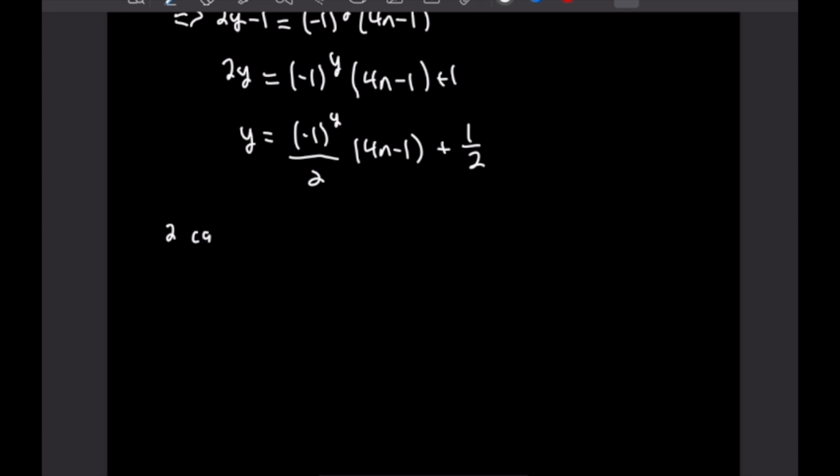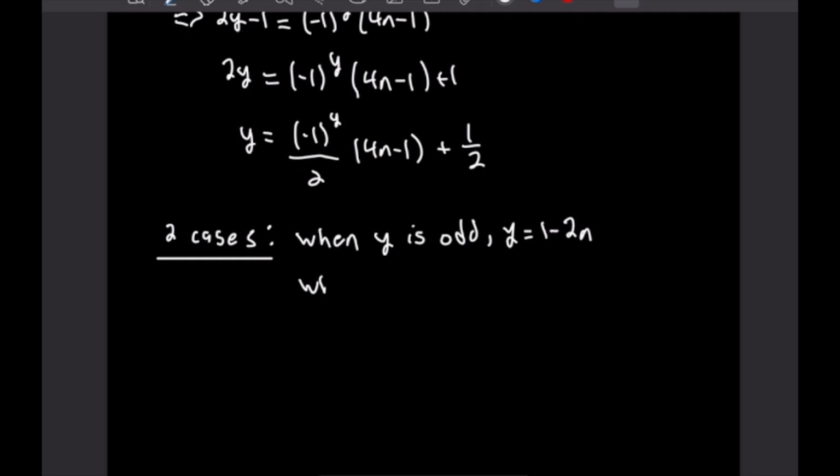So we have two cases. The first will be when y is odd. And when y is odd, we can evaluate that (-1)^y as a -1. And once we simplify, we will get that y is equal to 1 minus 2n. And then for our second case, we'll have when y is even, which means we will evaluate that (-1)^y as a 1. And when we do that, we will just get y is equal to 2n.